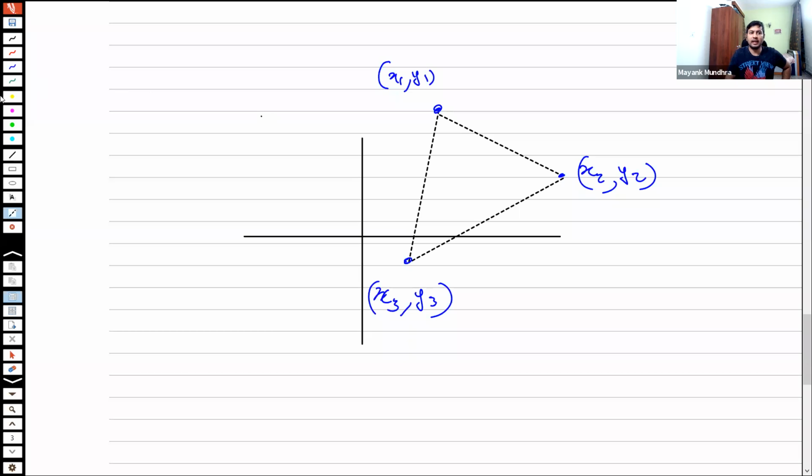So let's see what this vector is going to be. This vector is going to be x2 minus x3. Green color. This vector is x3 minus x2 minus x3 into y2 minus 1. And this vector is going to be x1 minus x3 into y1 minus 1.